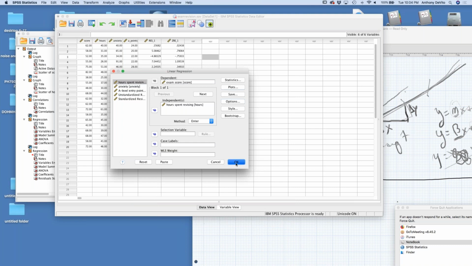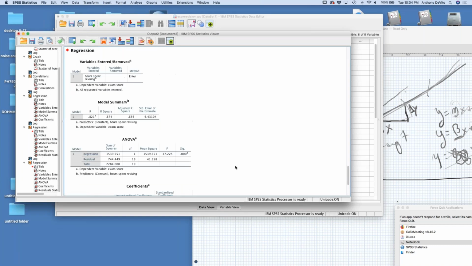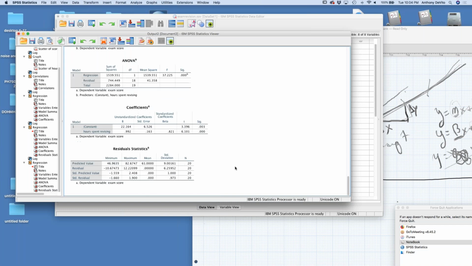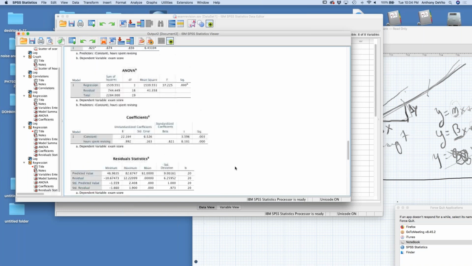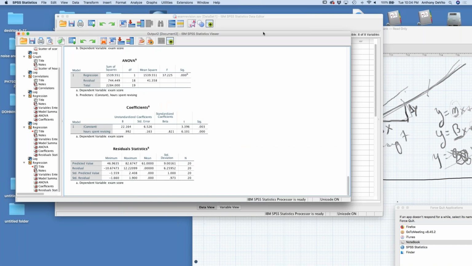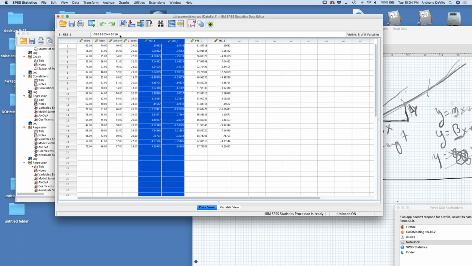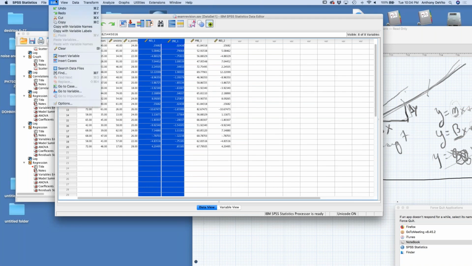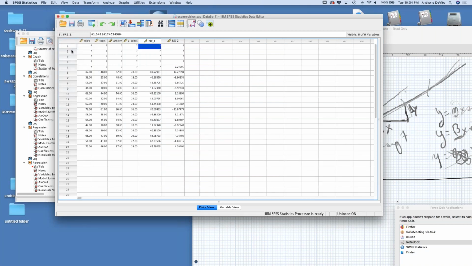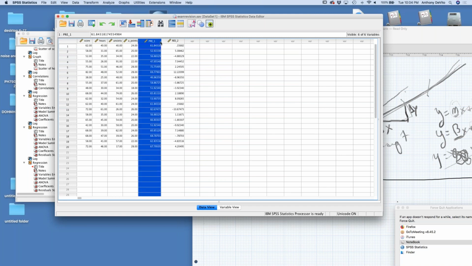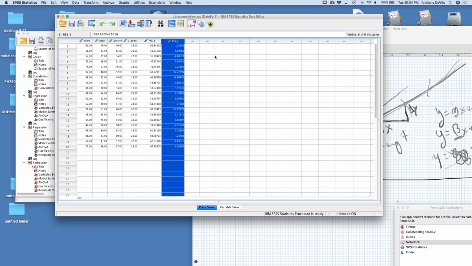Let's do this again. It's going to create two new variables here. Here we go. Okay, go back to our data file. And here are our two new variables. I'm going to get rid of these two just so I don't confuse you. Okay, these two new variables, the predicted value and the residual.